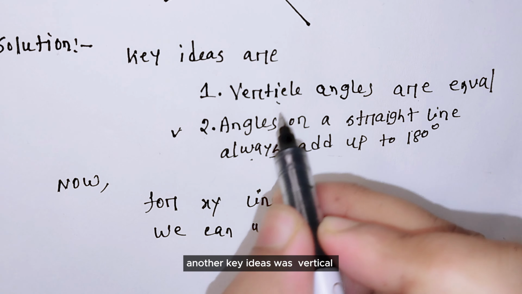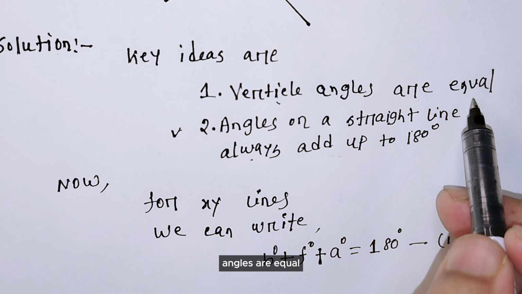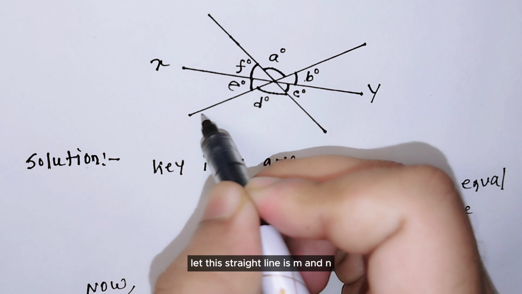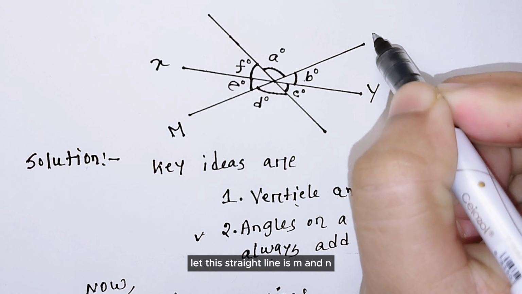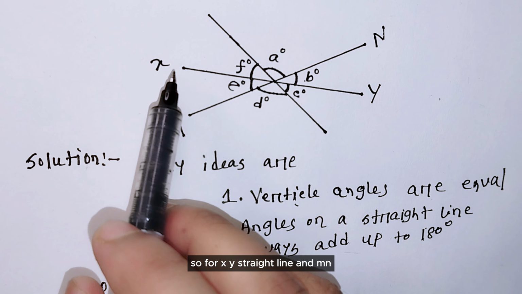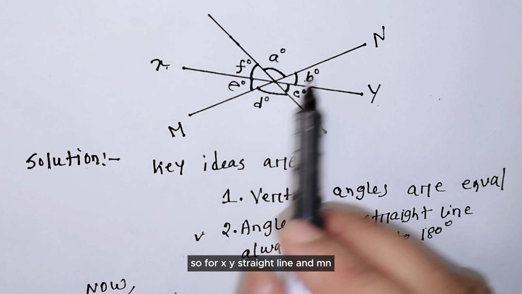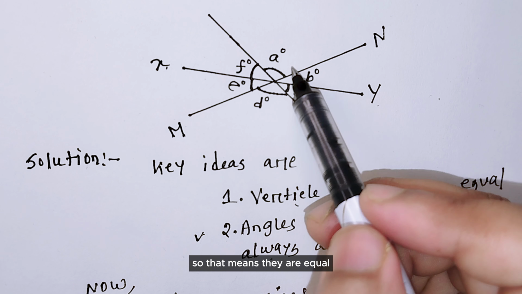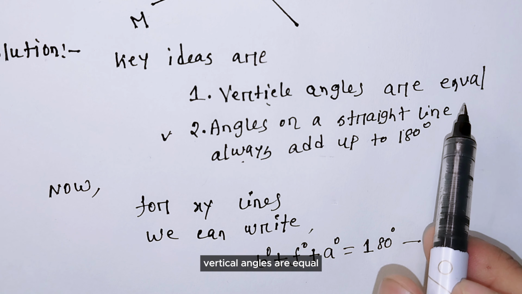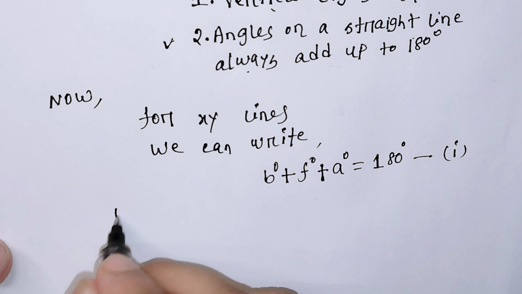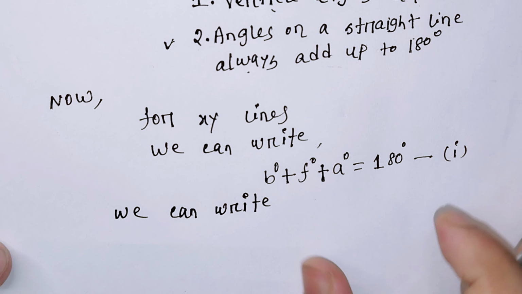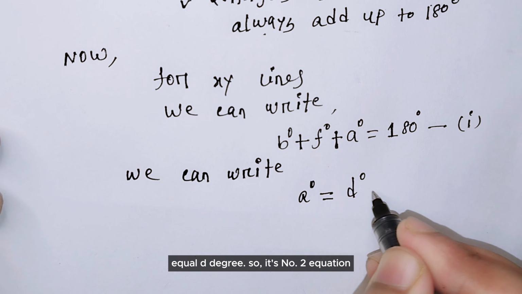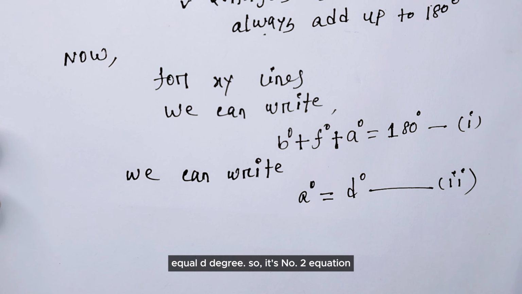Another key idea was vertical angles are equal. So here, let this straight line be m and n. For the xy straight line and mn straight line, the d degree and a degree are vertical angles. So that means they are equal. Vertical angles are equal. So that's why we can write here a degree equal d degree. So this is number two equation.